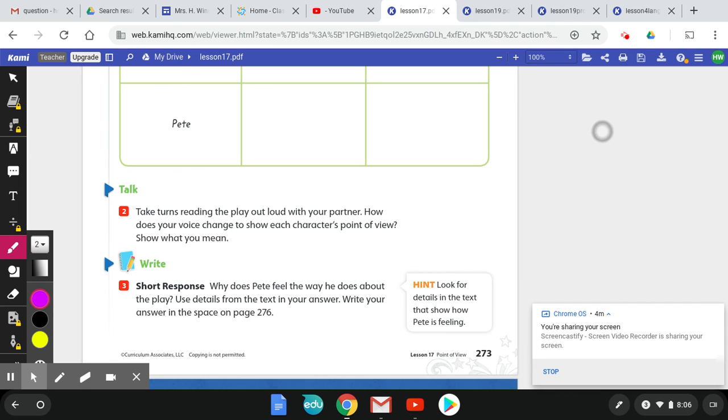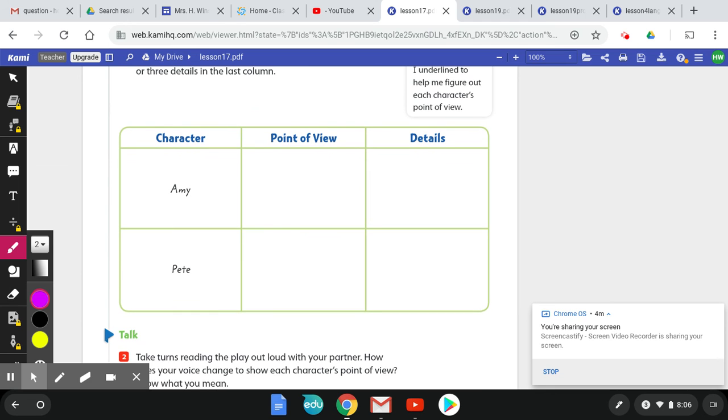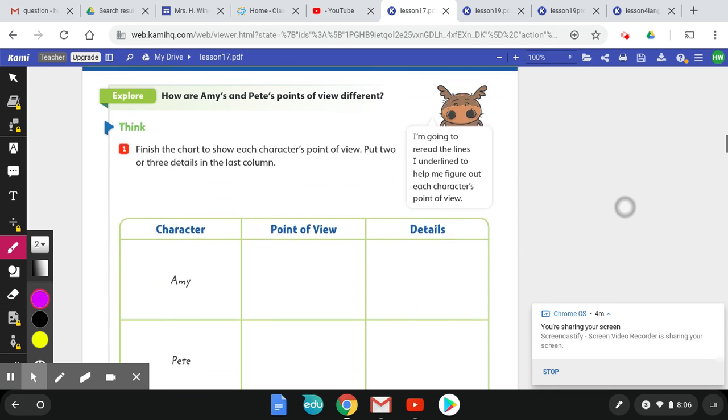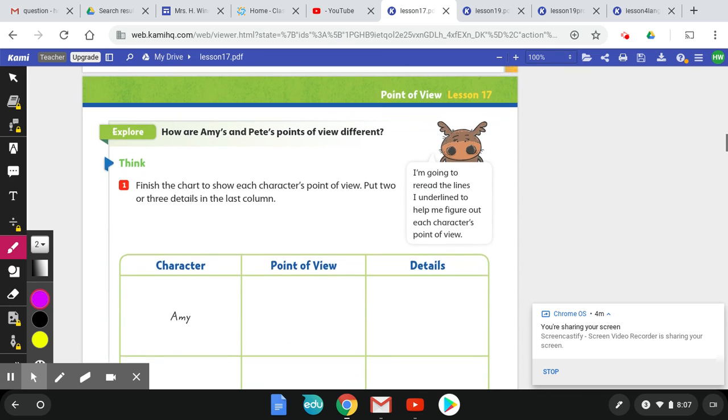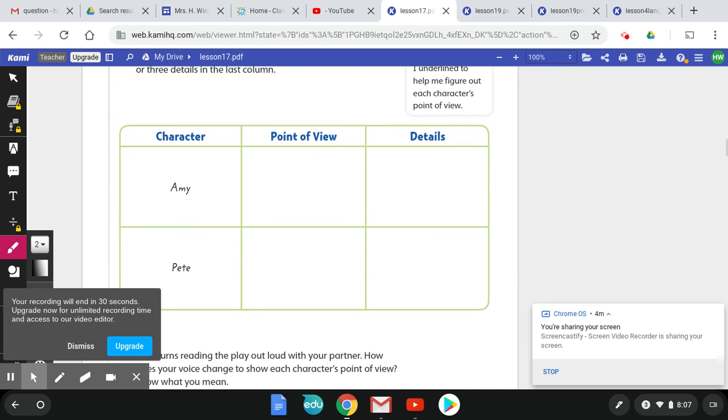Well, I'm going to go ahead and fill out this chart with you guys. Amy, after you read this story, Amy is pretty excited about the play. So I'm going to write that she is excited. Now my video is about to end and I'm going to have to do a part 2. Make sure you've read the play before you come back and finish looking at part 2. Okay, guys?